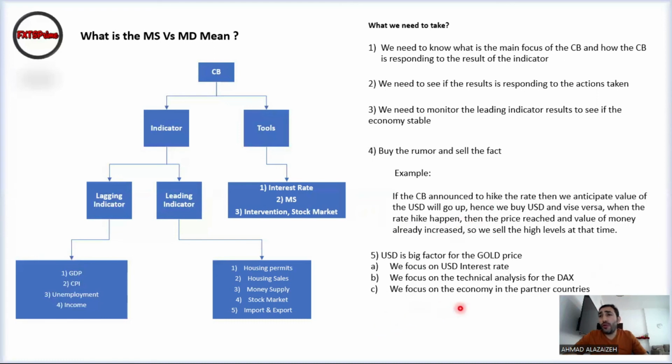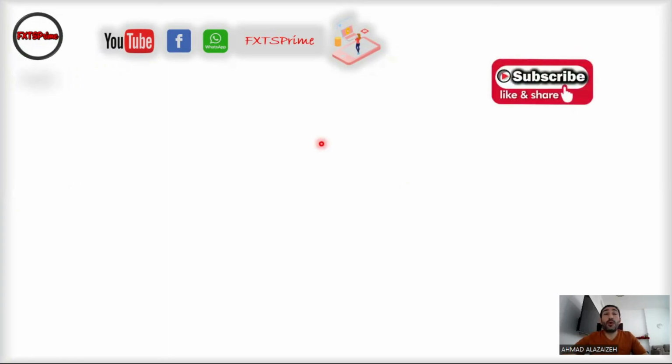We can focus also on the economy of the partner countries, and as we discussed before, that is related to import and export. If you are exporting, you need to know the prices affecting the other country's prices. If you are importing, you need to know the prices in the country you are importing from are affecting your prices as well. So we need to focus on that, and we will discuss this in a separate video later on. Gold prices rise in the risk off, and we will discuss risk off, risk on strategy in future videos as well.